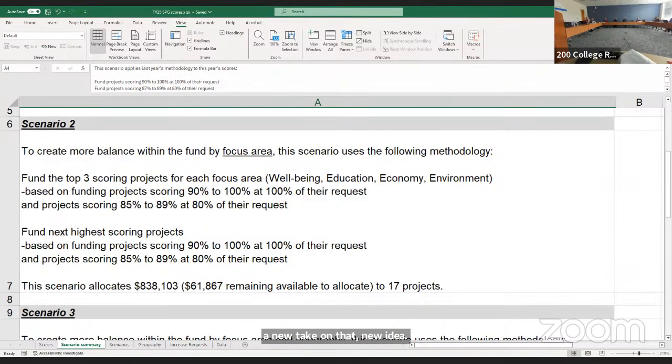And what we're looking at here in this scenario is funding the top 3 scoring projects, highest scoring projects for each focus area, starting there. And again, those are well-being, education, vibrant economy, and environment.